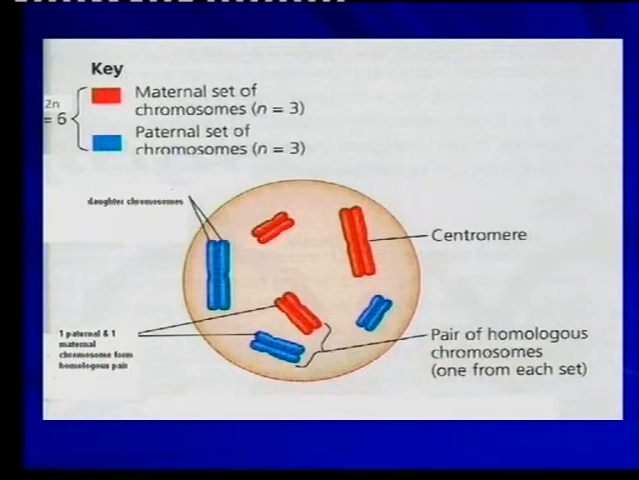So obviously, can this be a human cell that we have on the slide? Let's have a look. A human cell or not? Definitely not, because the diploid condition is 6 chromosomes. The haploid condition is 3.